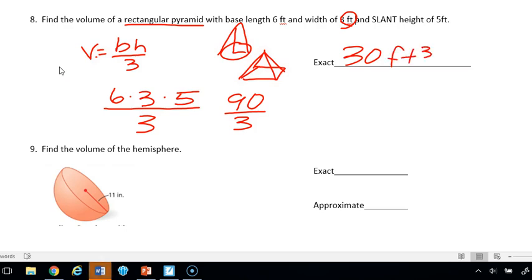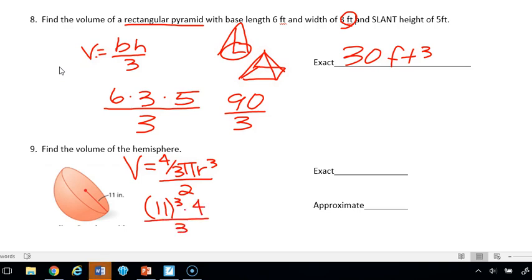Number 9 says find the volume of the hemisphere. So the volume of a sphere is equal to 4/3 pi r cubed. Now we're going to have to find that and then divide the whole thing by 2. So here, our radius is 11, so we're going to do 11 cubed times 4 divided by 3, and then when we get that answer, we're going to divide it by 2 because we have half a sphere here. So when we get this answer on top, we get 1774.67, and then we're going to divide that by 2.